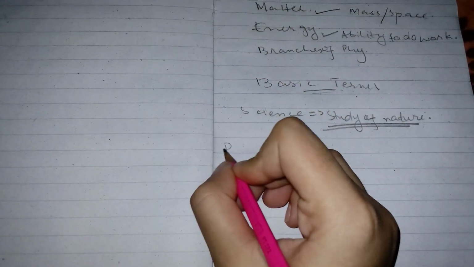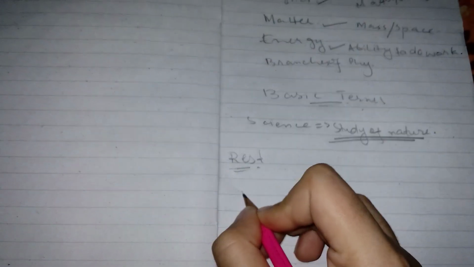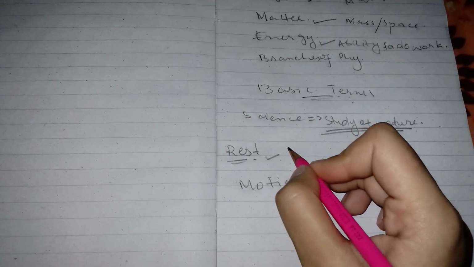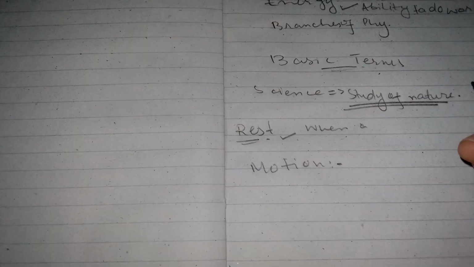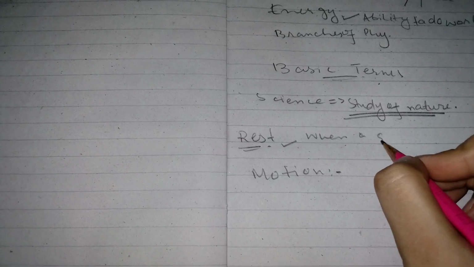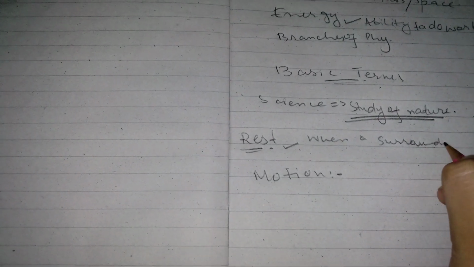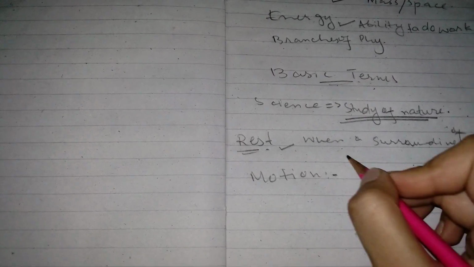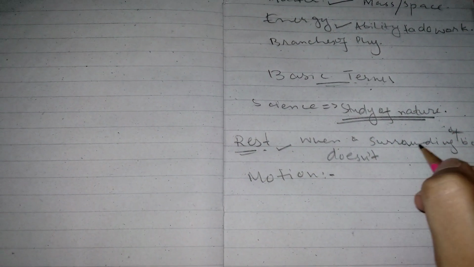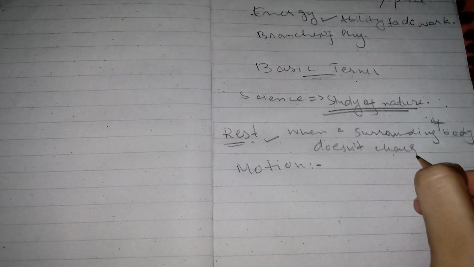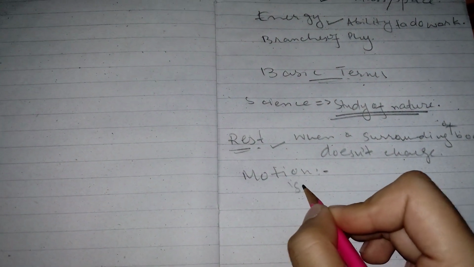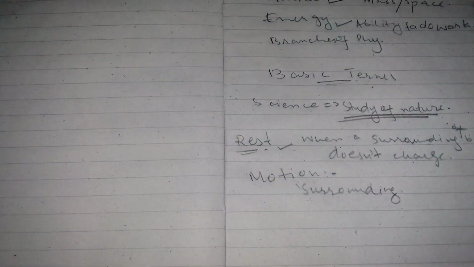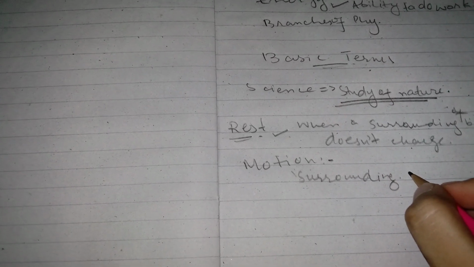So first let me tell you what rest is and what motion is in physics. Rest means that the surrounding of a body does not change. The body is in a rest position, and when the surrounding does change, the body is not at rest, it is in motion.